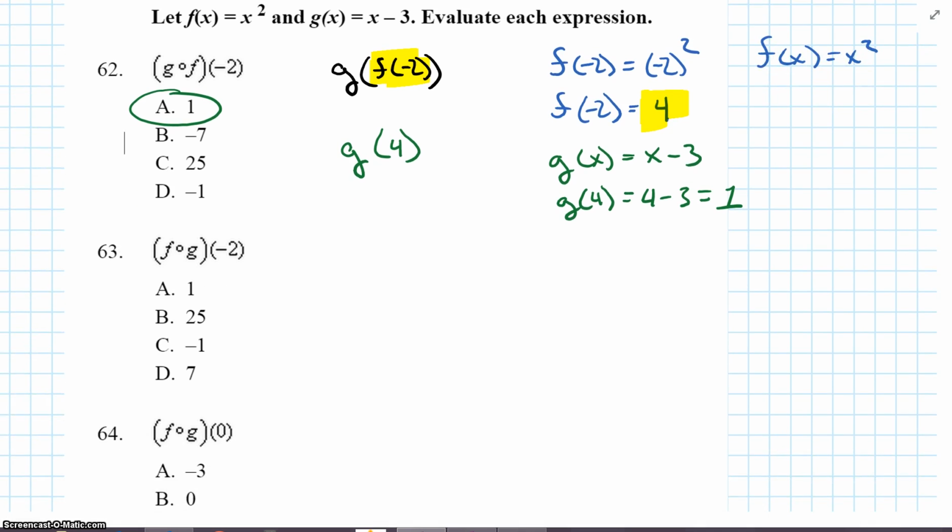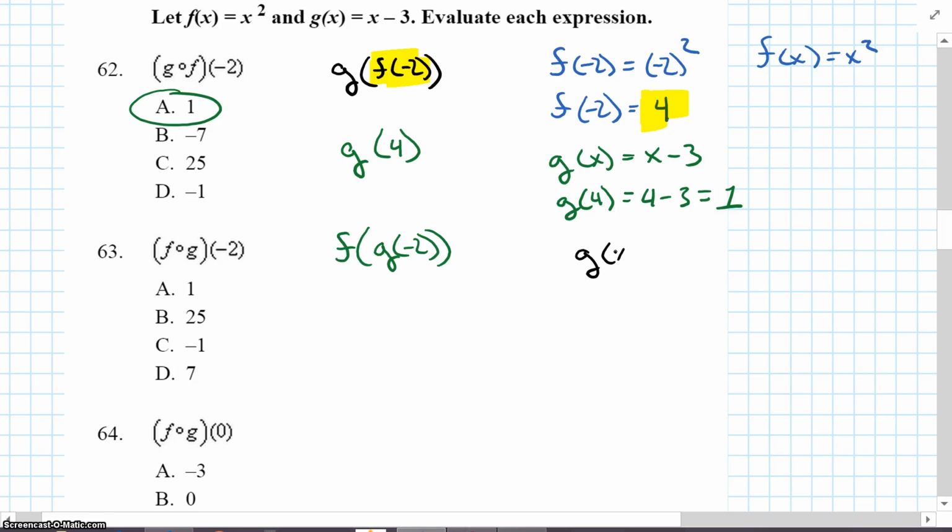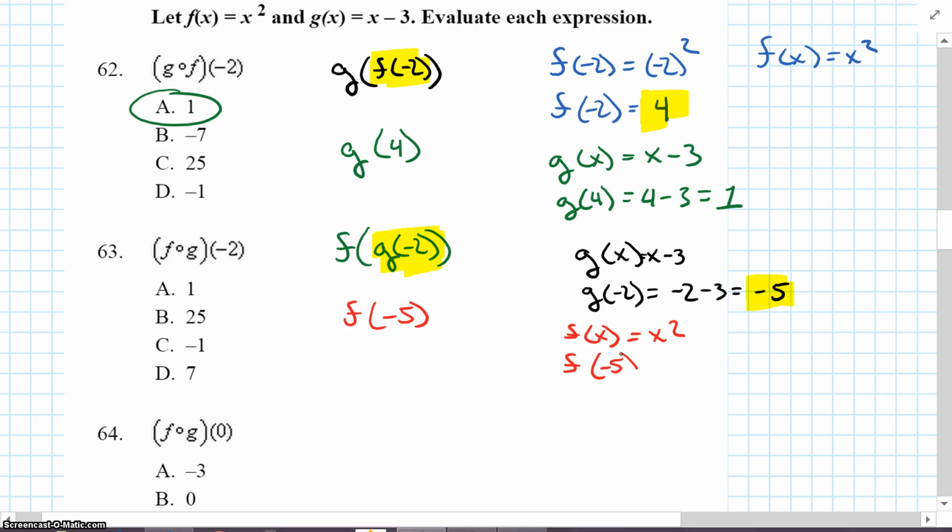All right, let's do the f of g of negative 2. The g of x was x minus 3. So g of negative 2 would be negative 2 minus 3, which would be negative 5, just like we did before. Now we can replace that, so we're finding f of negative 5. Well, f of x was x squared, so f of negative 5 would be negative 5 squared, which is 25. Our answer is B.